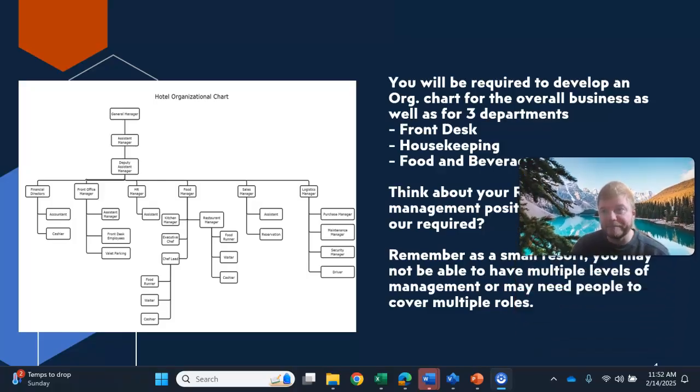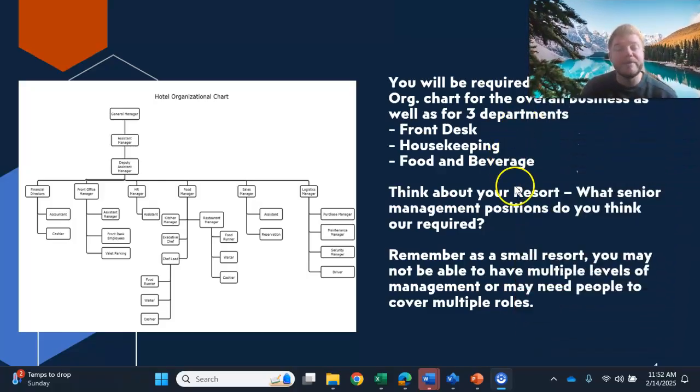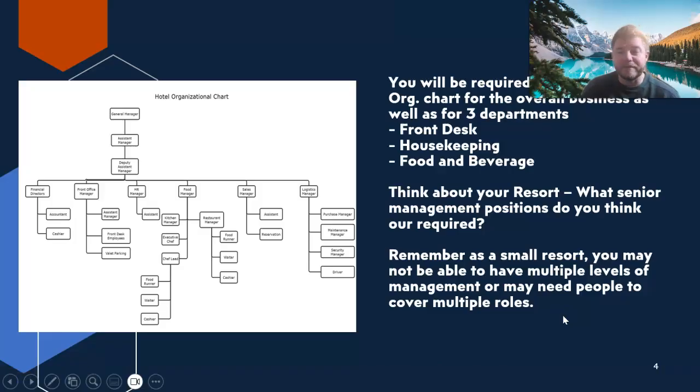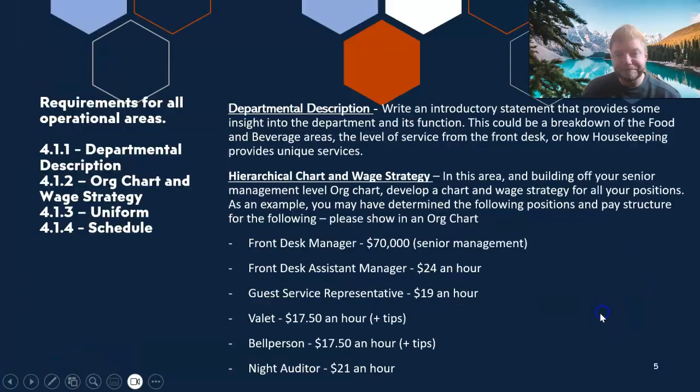But alternatively, you should probably come up with your own org chart that will be used for everything. As an example, you want maybe a senior leadership team that just has your general manager, your director of food and beverage, housekeeping, front desk, maybe some rec positions or HR, marketing, things along those lines. You might think that multiple people might need to do this because we are a small resort, so we might have multiple roles. And on the left, obviously, is an example of some of the org charts that do exist.